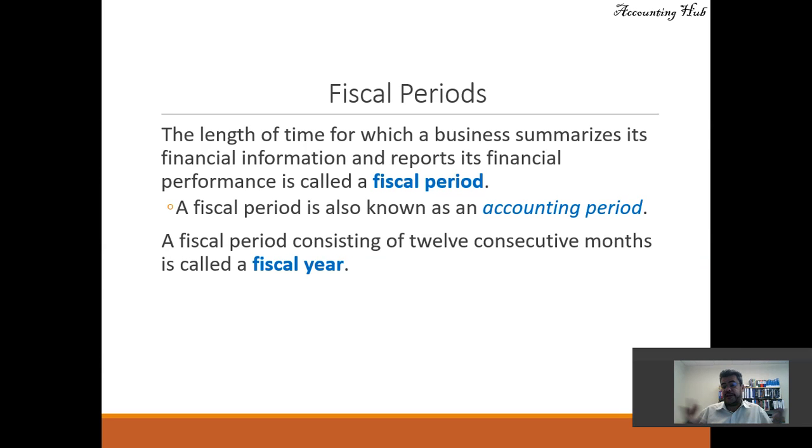So for instance, my business, Scarpin Corporation, my birthday is April 19th. So my fiscal year will be from April 19th until April 18th of the following year. No problem at all. However, it must be 12 consecutive months, and usually it starts on day 1st and ends on day 30th or 31st.